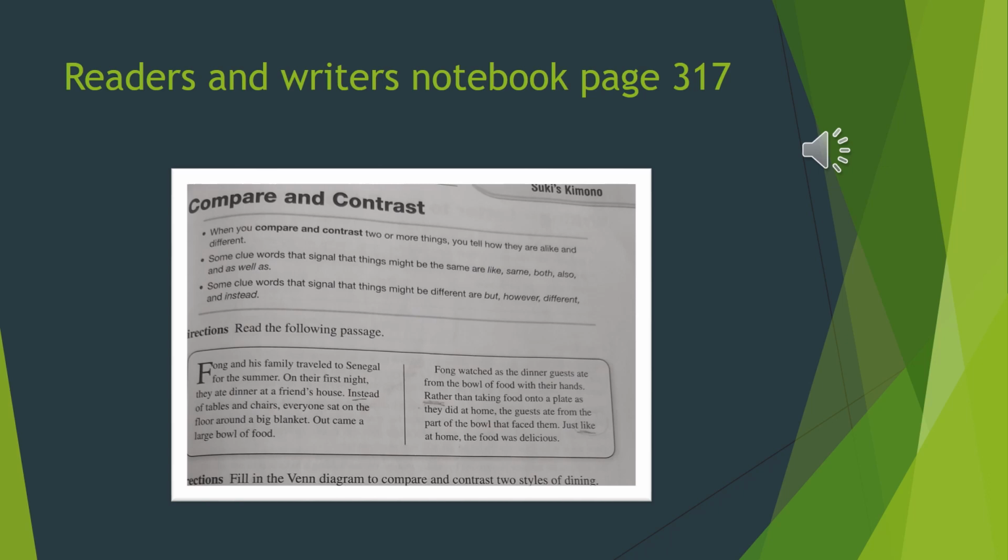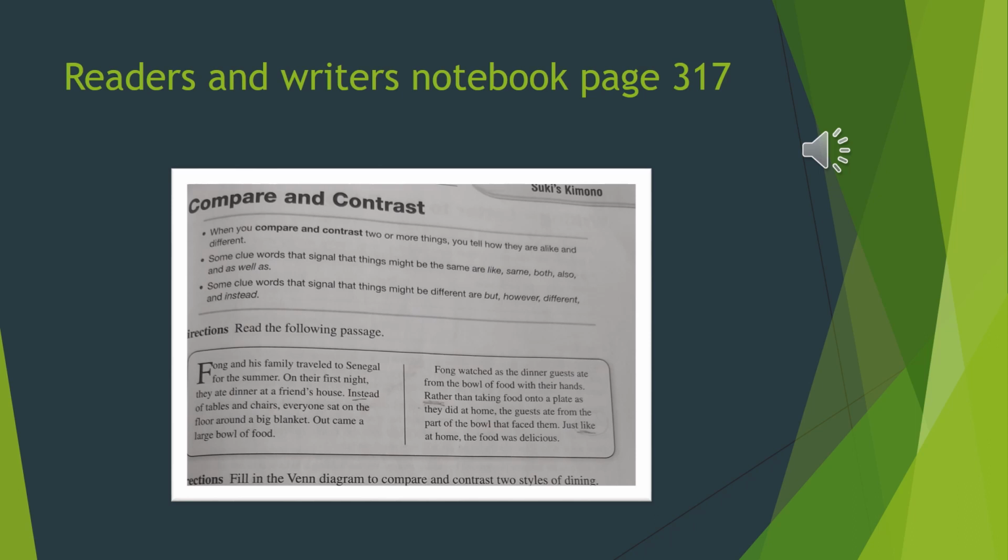The point number two, some clue words that signal that things might be the same are like, same, both, also, and as well as. Some clue words that signal that things might be different are but, however, different, and instead.